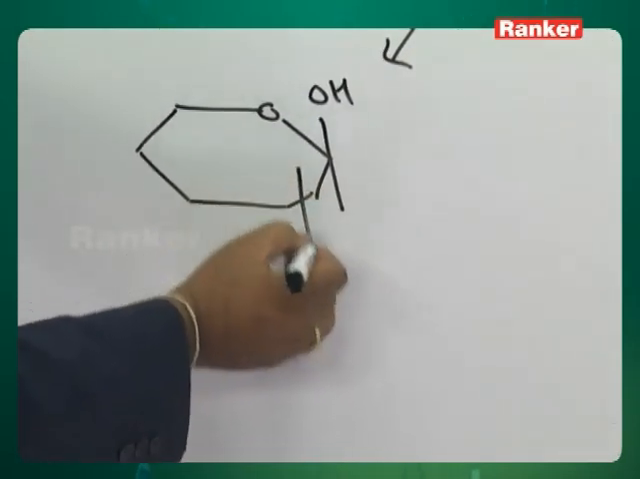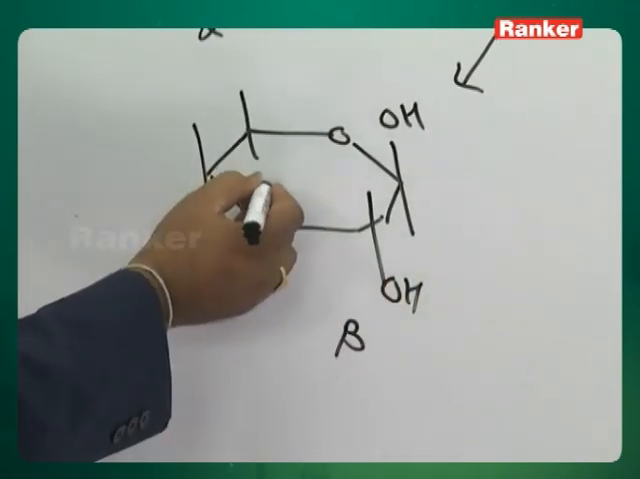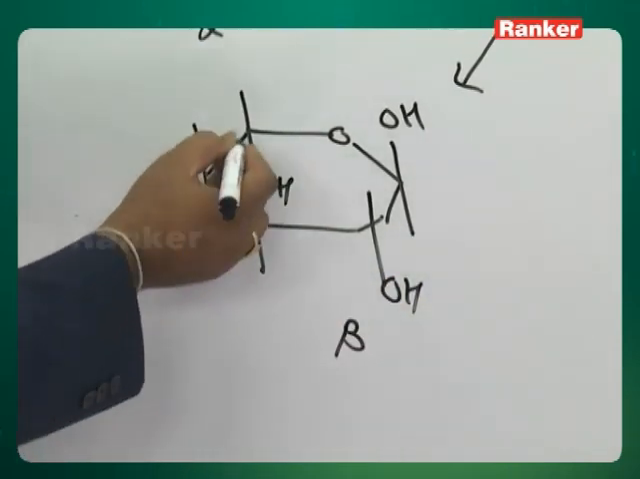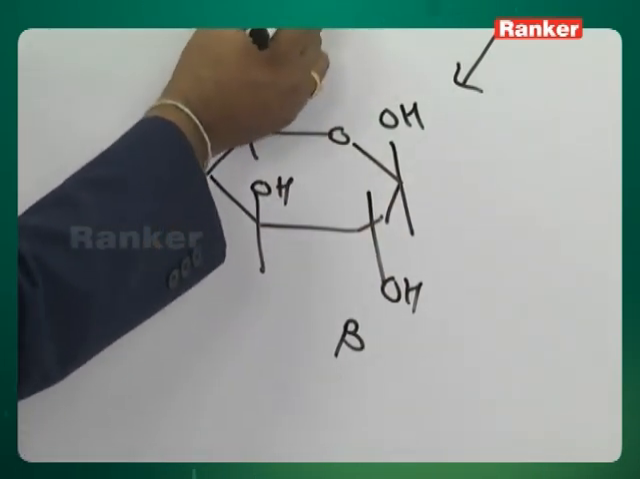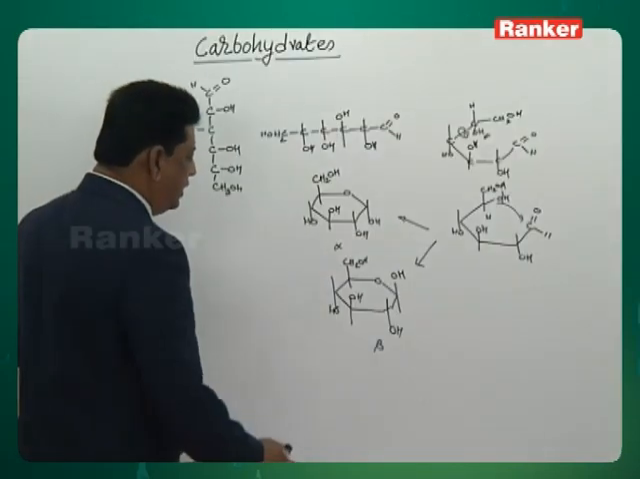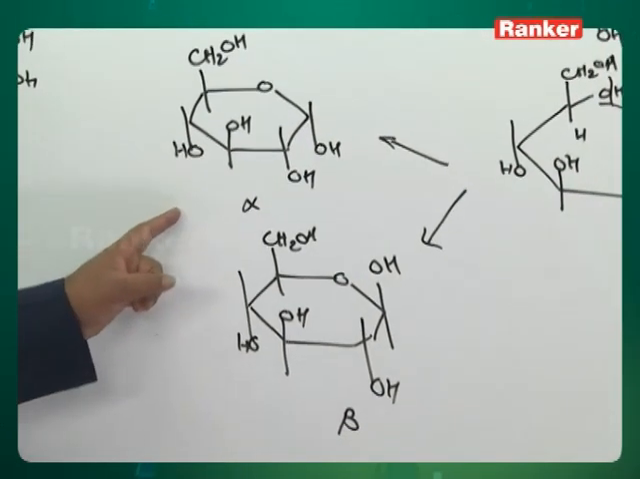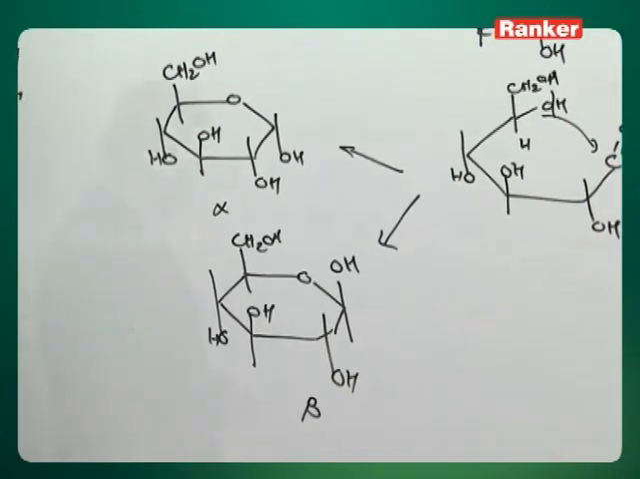The rest of the OHs will be as they are: second down, third up, fourth down, fifth is shifted to here, sixth carbon is CH2OH. These structures are called what? Alpha glucopyranoside, beta glucopyranoside.